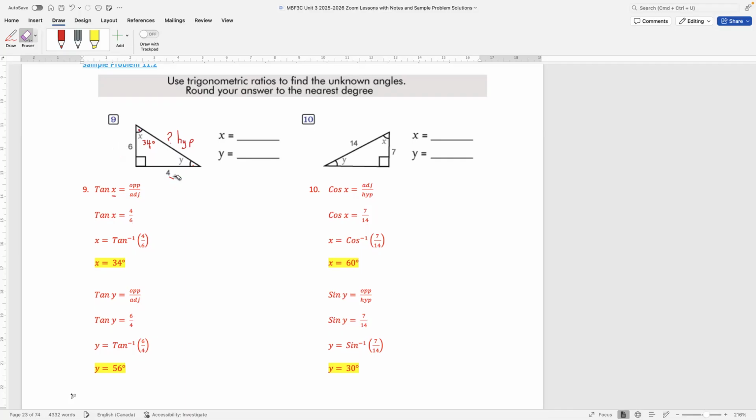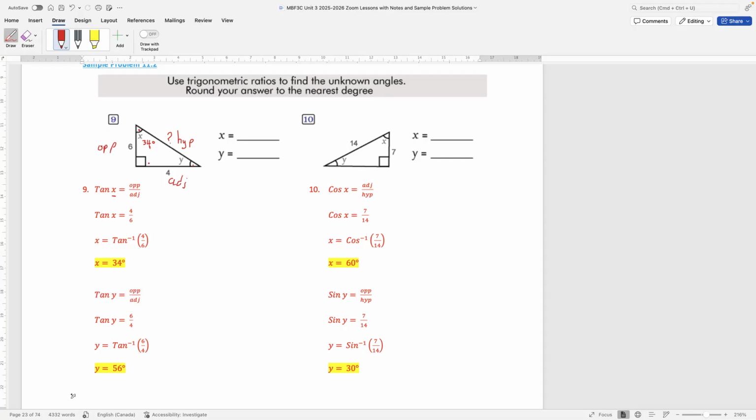That's why it's sometimes a good idea to use a pencil. So now we're going to relabel it using y as the reference angle. Now this would be the opposite side, and this is the adjacent side. So it all depends on which angle we're working with.